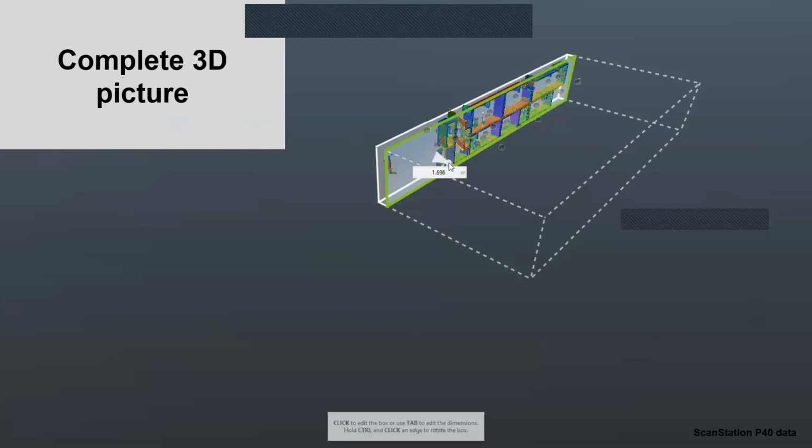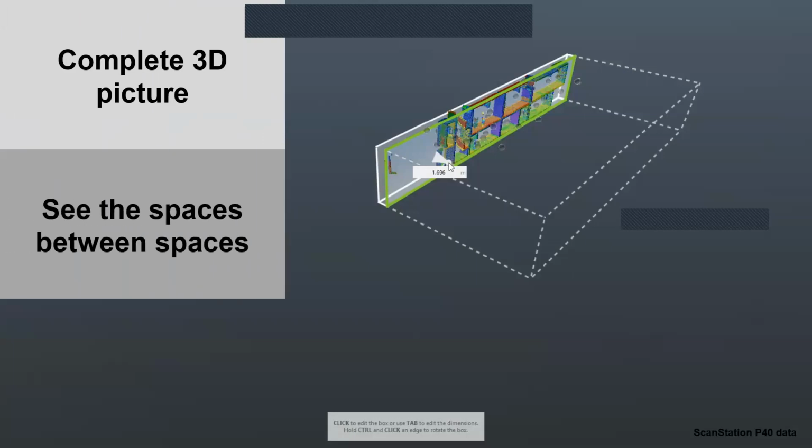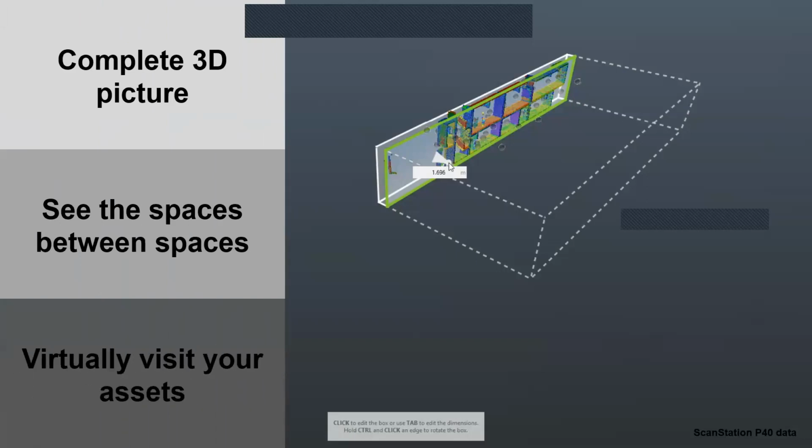It allows you to have not only this data, but a complete 3D picture of the area so that you can walk around. It allows you to see the spaces between the spaces, so that if you miss some space, you can actually go back and see this space again. You can virtually visit your assets and construction sites whenever you want with just a single click, and you don't have to go back to the site.